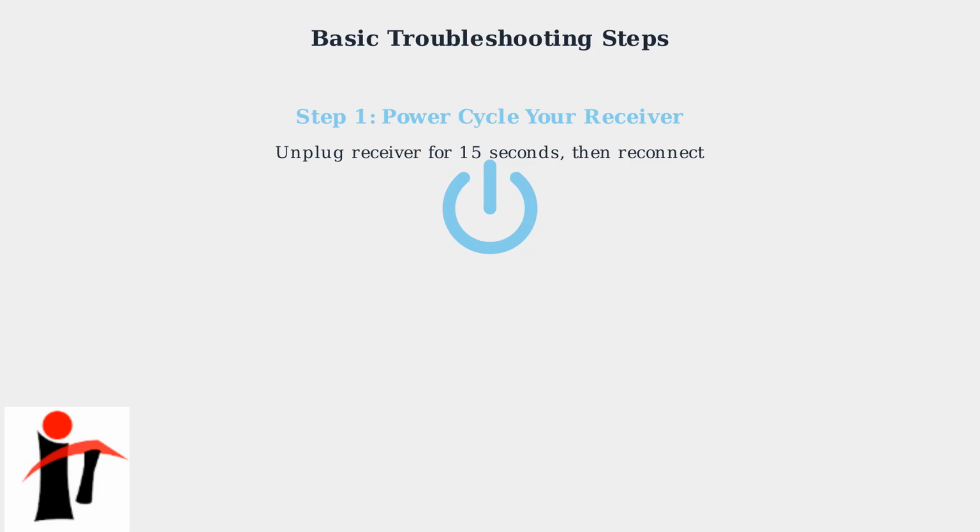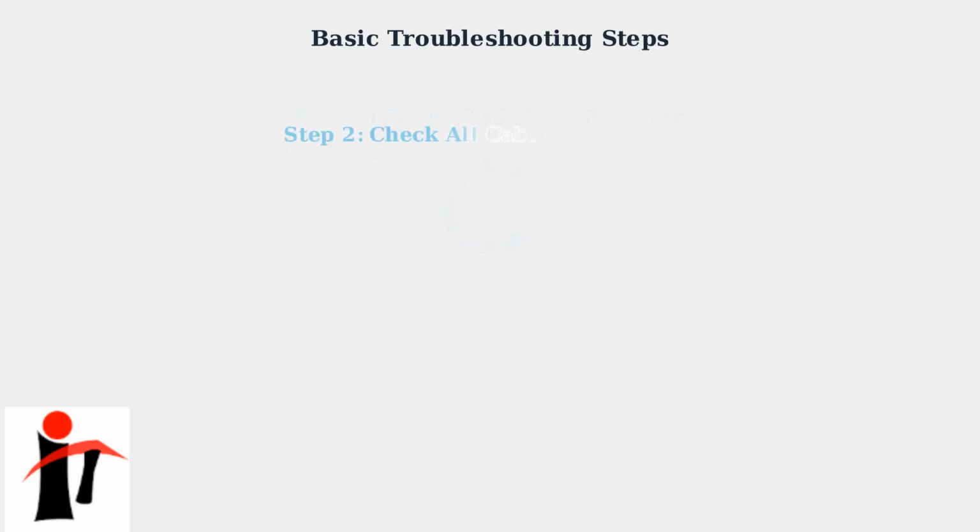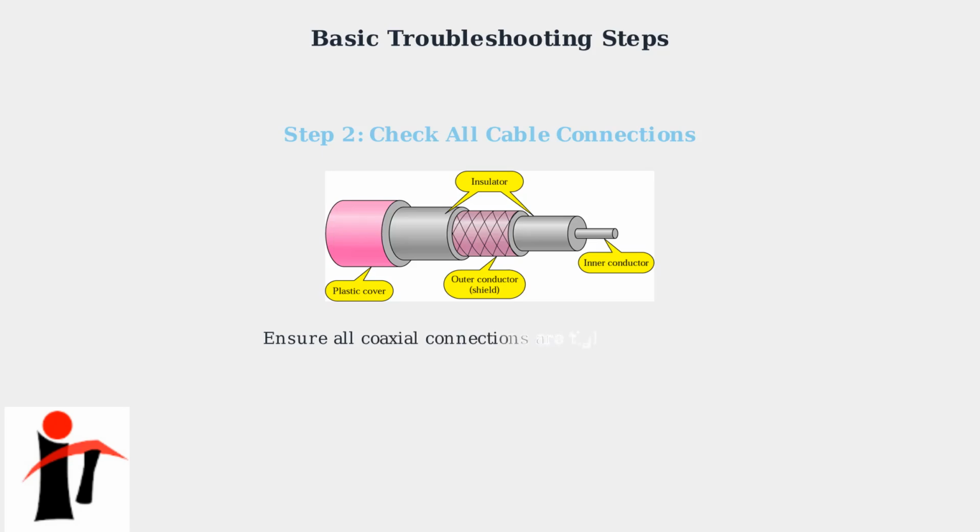Start with the simplest solution, power cycling your receiver. Unplug it for 15 seconds, then reconnect. This resolves many temporary software glitches. Next, check all coaxial cable connections. Loose connections are a common cause of signal loss. Make sure all connections are tight and secure throughout the signal path.